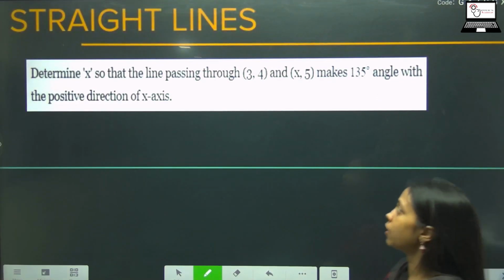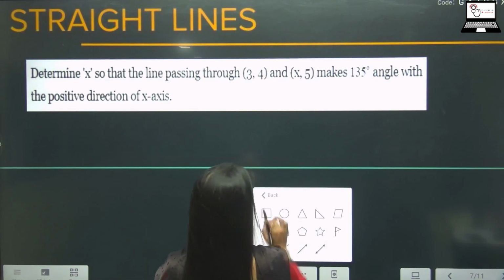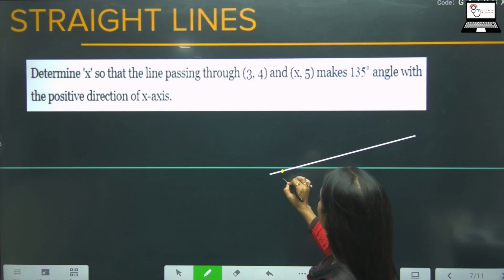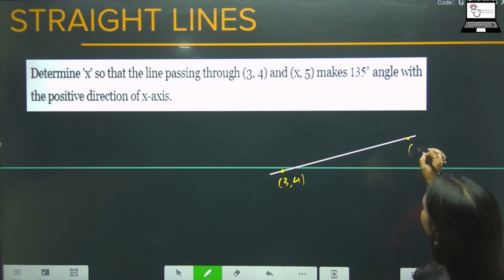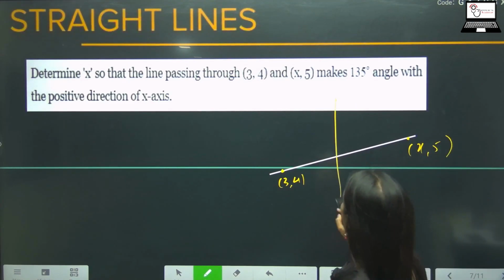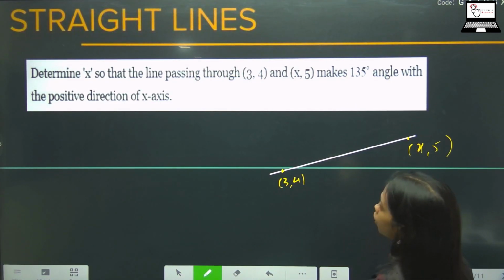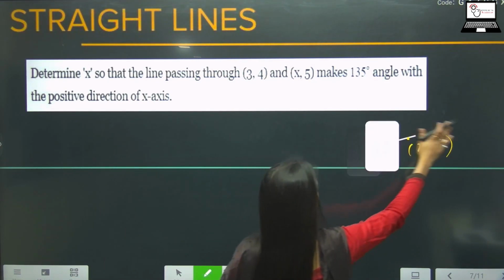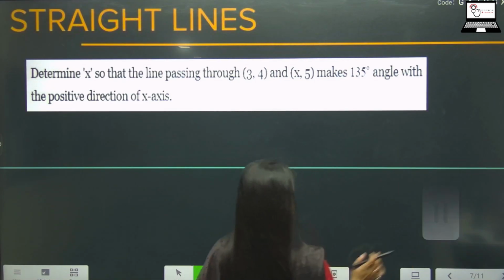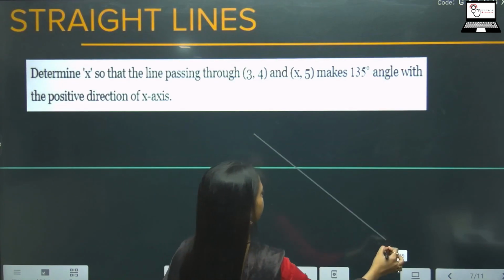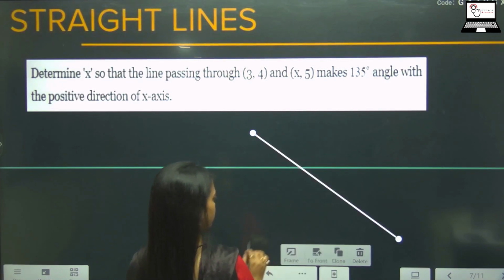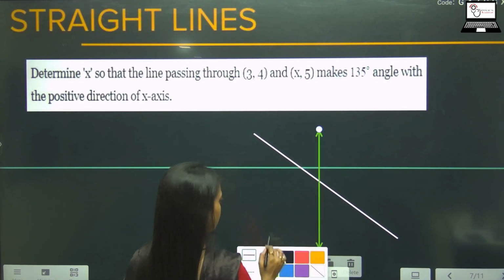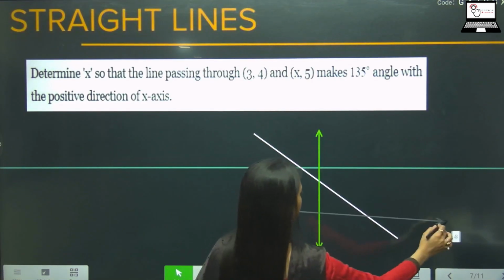Find x so that the line passing through (3, 4) and (x, 5) makes an angle of 135 degrees with the positive direction of the x-axis. So let us take this line like this, maybe, right? It seems like it will make an angle of 130.